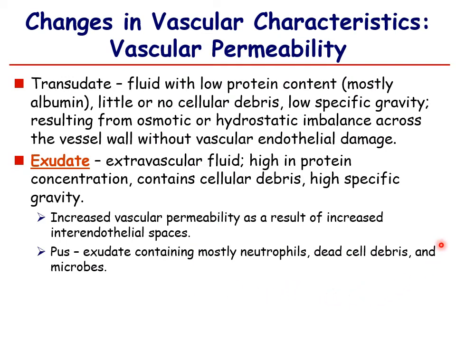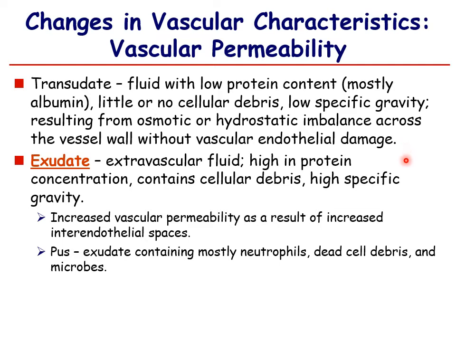So this is just to summarize what I've just said. Transudate, let's define it again. Transudate is fluid with low protein content, so it is mostly fluid. And when it contains protein, it is mostly albumin. There is little or no cellular debris, and it has low specific gravity. It is a result of changes in osmotic or hydrostatic pressure, causing the imbalance across the blood vessel wall without changes in vascular endothelial cells.